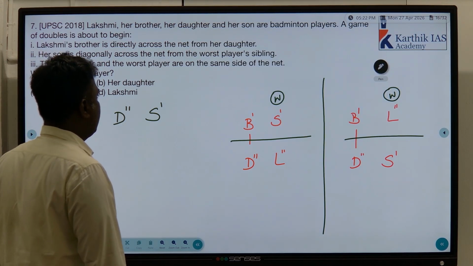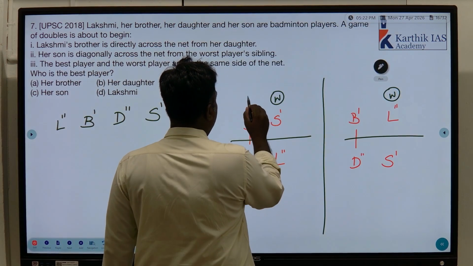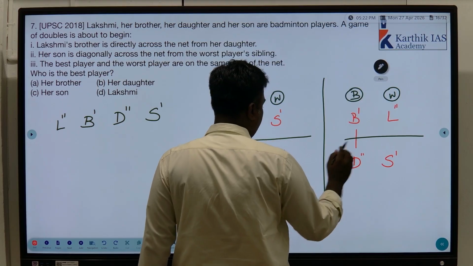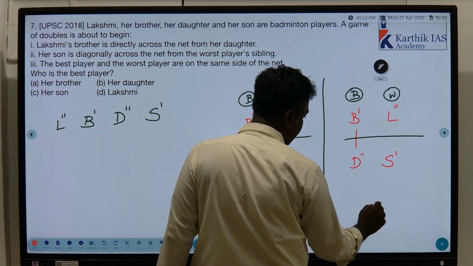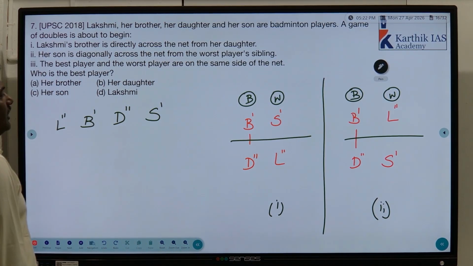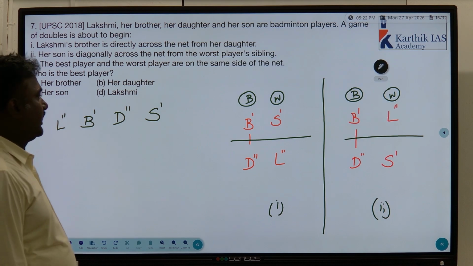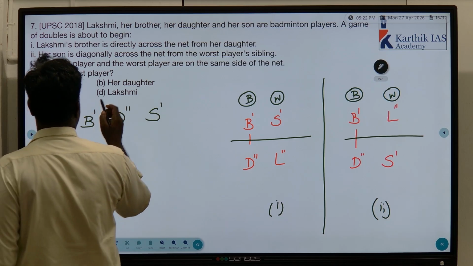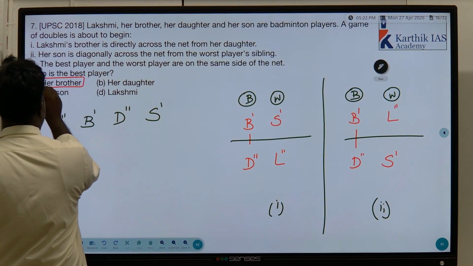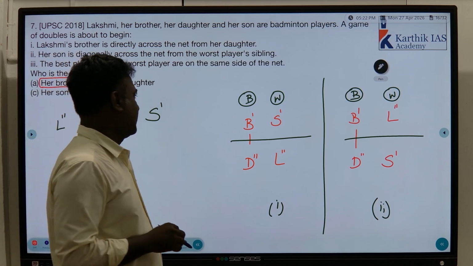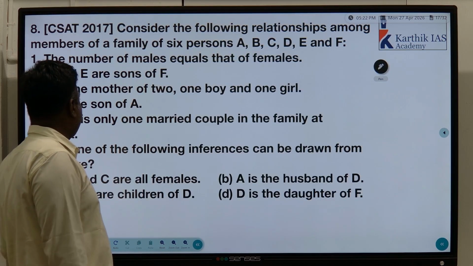The best player and worst player are on the same side. So best player will be here. So in both the cases, case 1 and case 2, who is the best player? Brother is the best player. In one case, son is the worst player. In another case, Lakshmi is the worst player. Question here is, who is the best player? Best player is her brother. Who is the worst player means we can't say. But best player we can confirm. That's the point here. Clear?